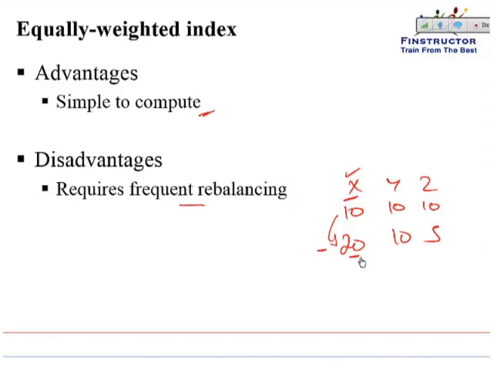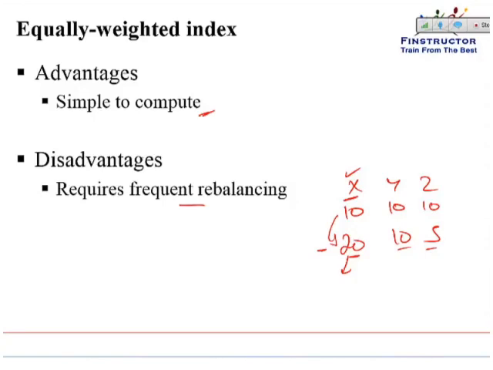So we will have to rebalance. That is, we will have to sell stock X and put some money in stock Y and stock Z so as to keep the portfolio equally balanced at all points in time. So after every period, we'll have to sell the stock that has outperformed and buy the stock that has underperformed to keep it equally balanced if we were to replicate this index.